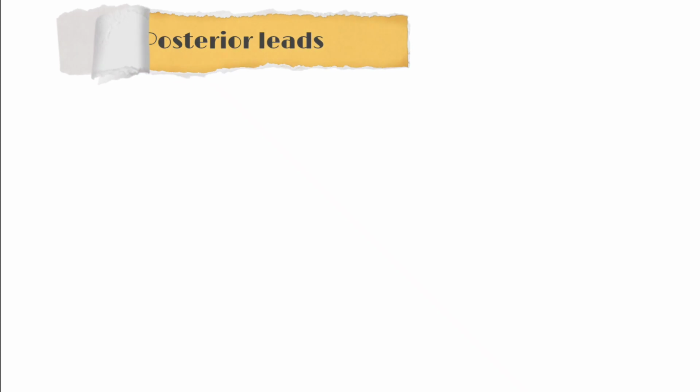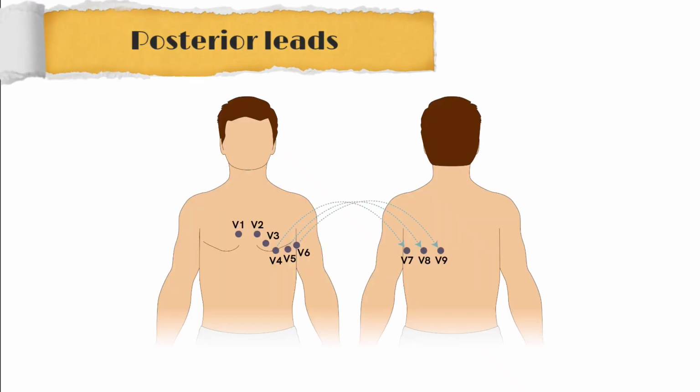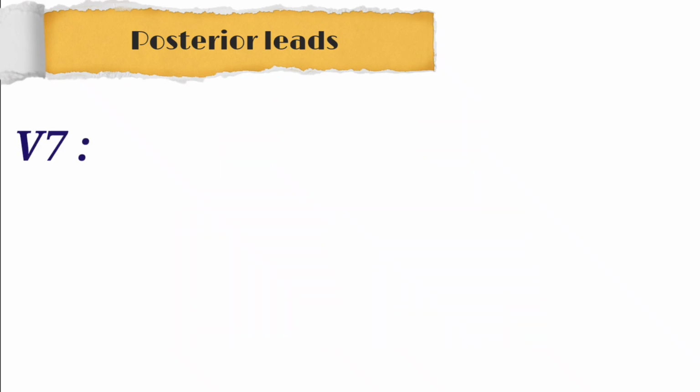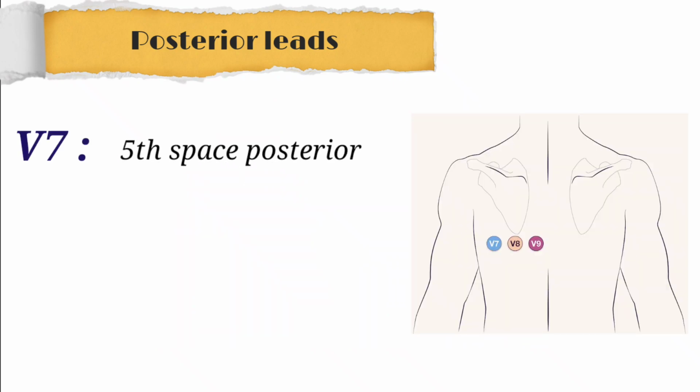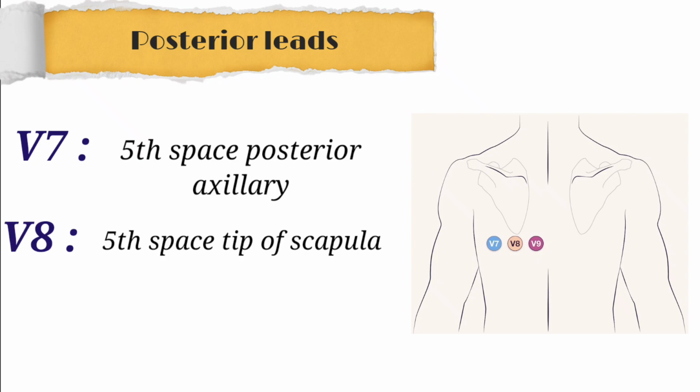There are also posterior leads, where V4, V5, and V6 are replaced with V7, V8, and V9. V7: 5th intercostal space, posterior axillary line. V8: 5th intercostal space, tip of the left scapula, and V9 is the paraspinal line.